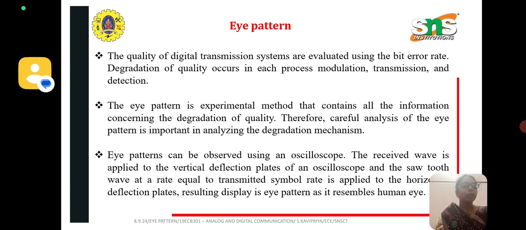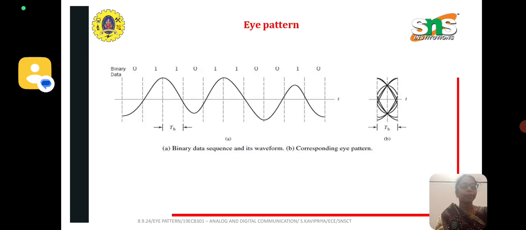Eye patterns can be observed using the oscilloscope. The received wave is applied to the vertical deflection plate of the oscilloscope and a sawtooth signal is applied to the horizontal deflection plate, resulting in an eye pattern. We call it an eye pattern as it resembles the human eye. So this is the signal which has been transmitted to the oscilloscope. It is applied to the vertical deflection plate, and to the horizontal deflection plate a sawtooth signal is applied. Because of that, an eye pattern is created in the oscilloscope.